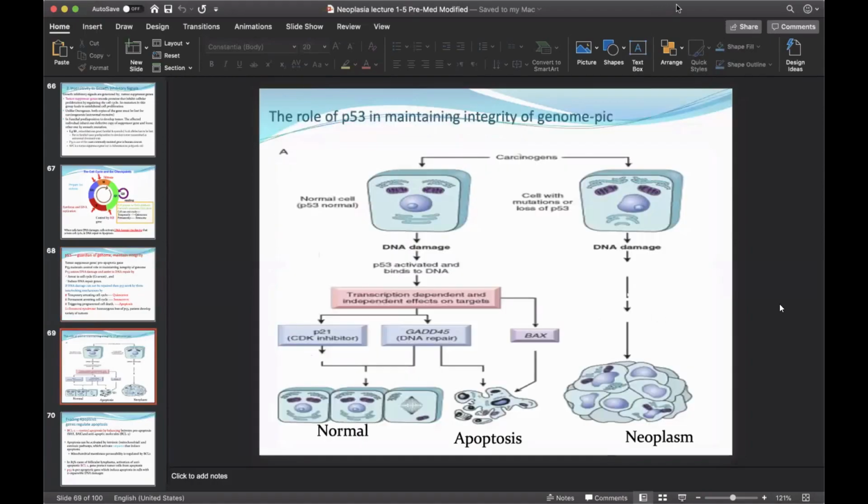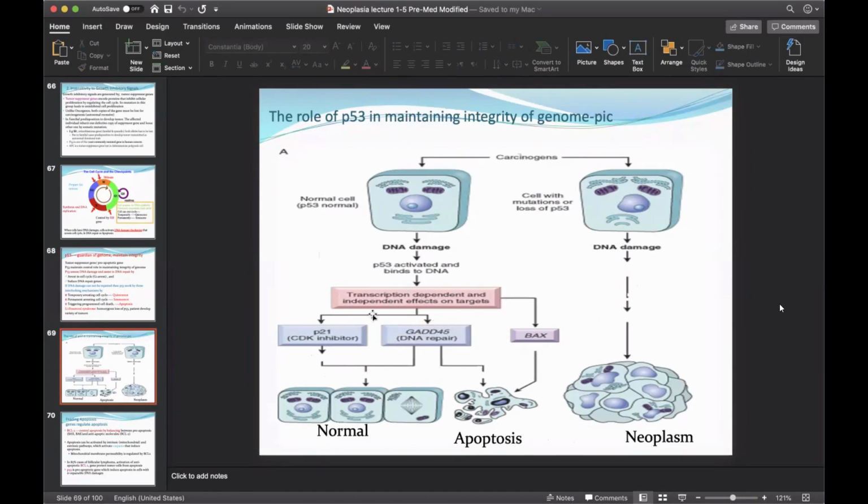So this illustrates a function of P53. Here it shows you the normal P53 function. See how the cell is drawn with a smiling face here. So DNA damage happens, and then P53 is activated, the P53 protein binds to the DNA, and then it starts to control the transcription factors through these mechanisms.